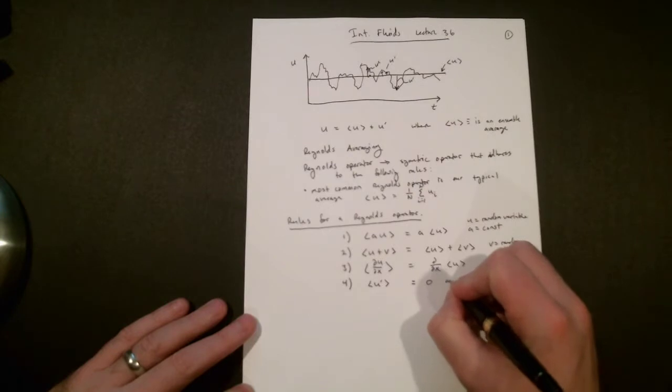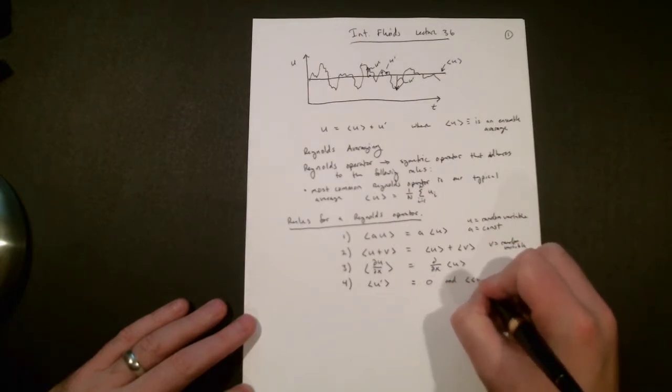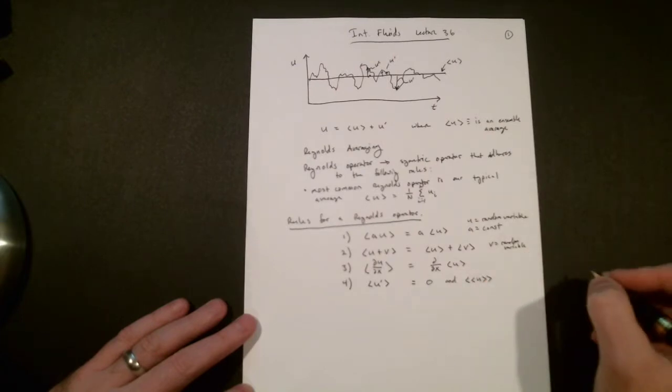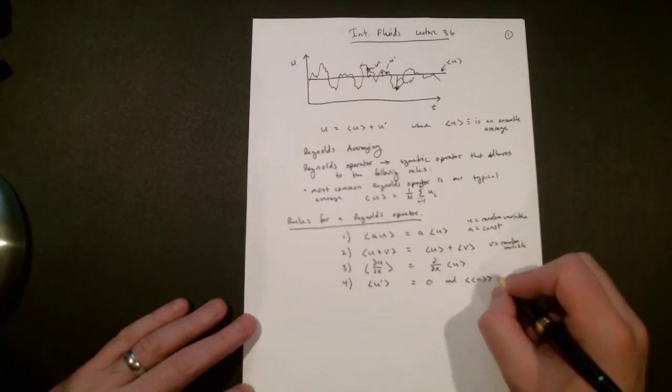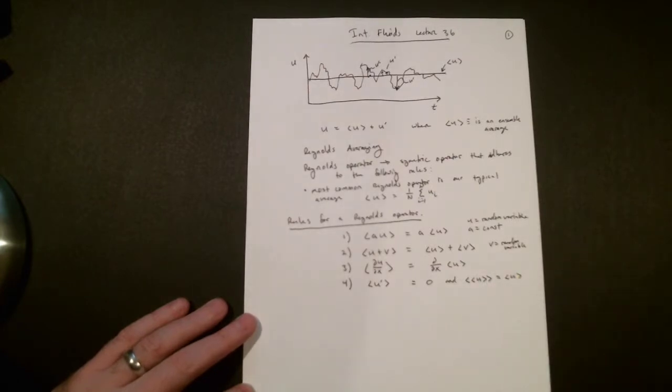And similarly, we can say the same thing, that if we average twice, so we take a variable that's already averaged, our random variable, we average it, then we average it again, we simply get the average. So the average of the average is the average. That's our other rule.